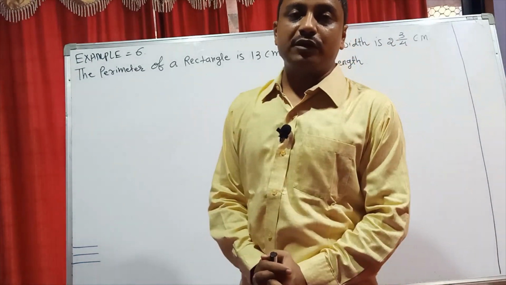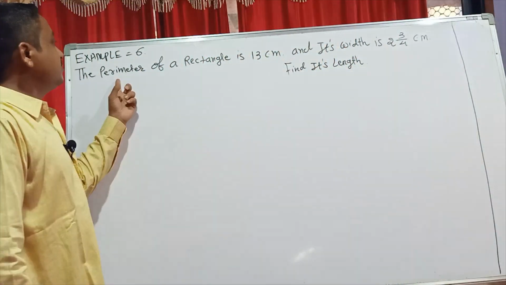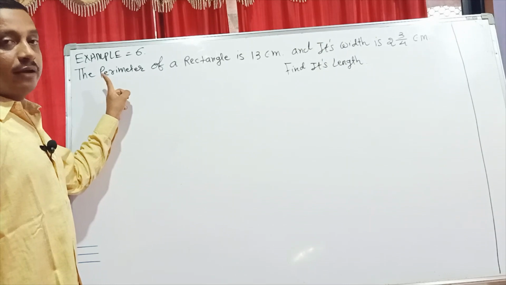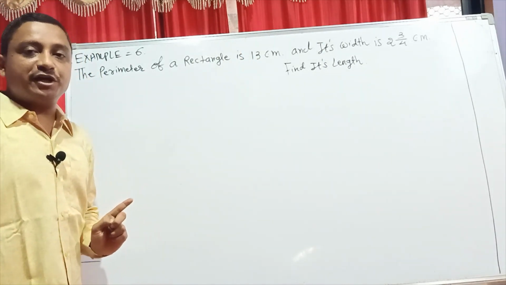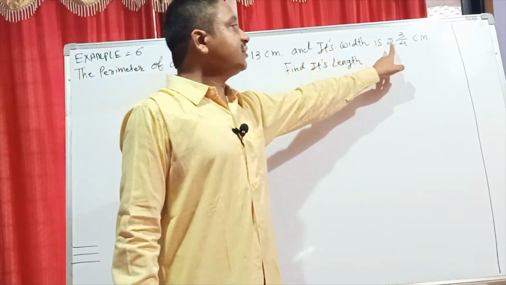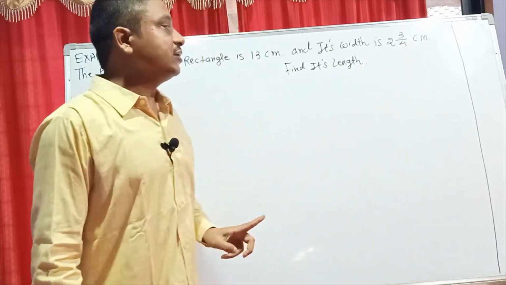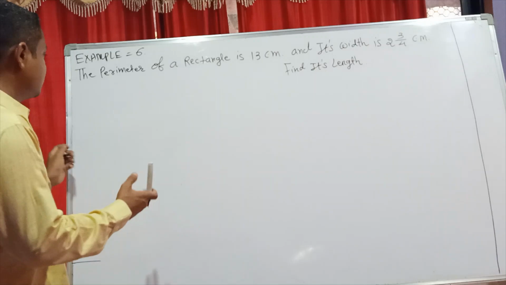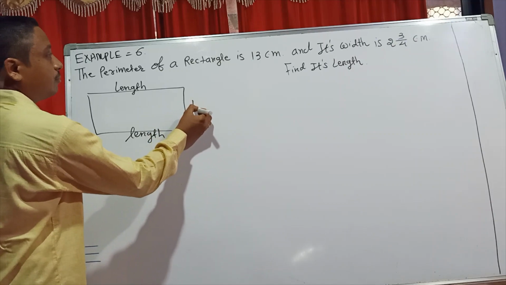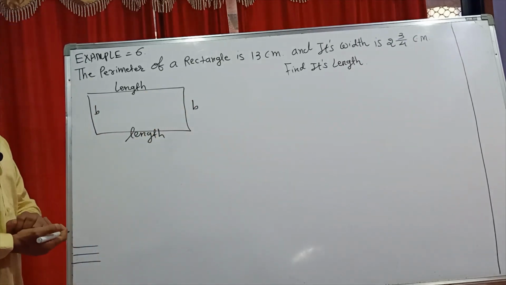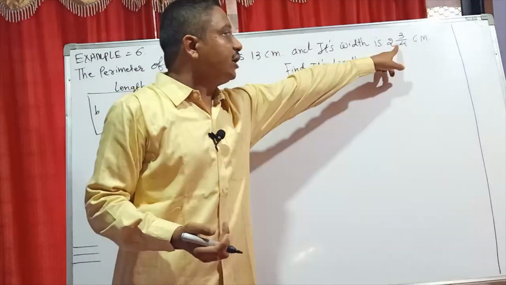Yes, continue. Now students, I move ahead. Example number 6: the perimeter of a rectangle is 13 centimeter, with full perimeter given and its width given as 2 integer 3 by 4, and we are asked its length. First of all I draw a rectangle. Here is a length, here also length, and here your breadth, which means width, and width is given as 2 integer 3 by 4.